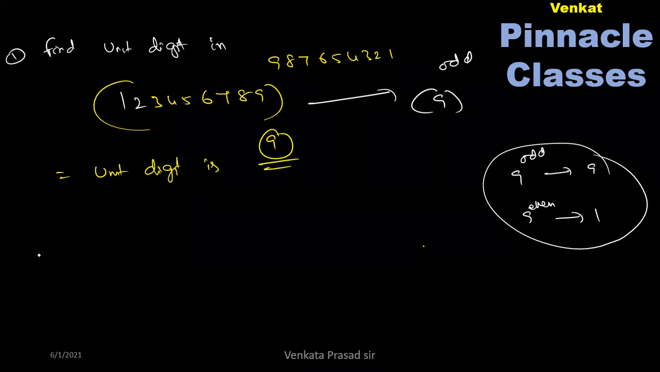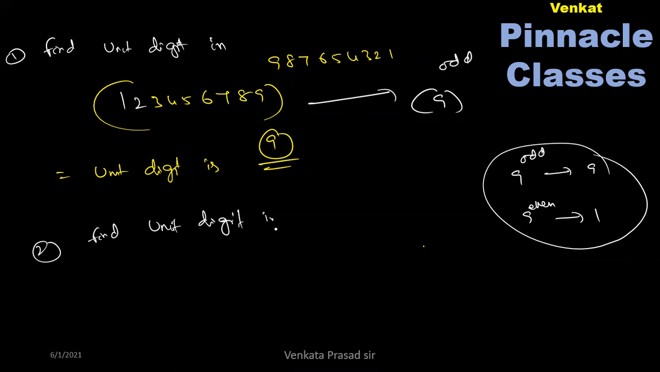Question number 1. Like that. See, one more question. Find the unit digit in the same question: 1, 2, 3, 4, 5, 6, 7, 8, whole power 9, 8, 7, 6, 5, 4. What is the answer?